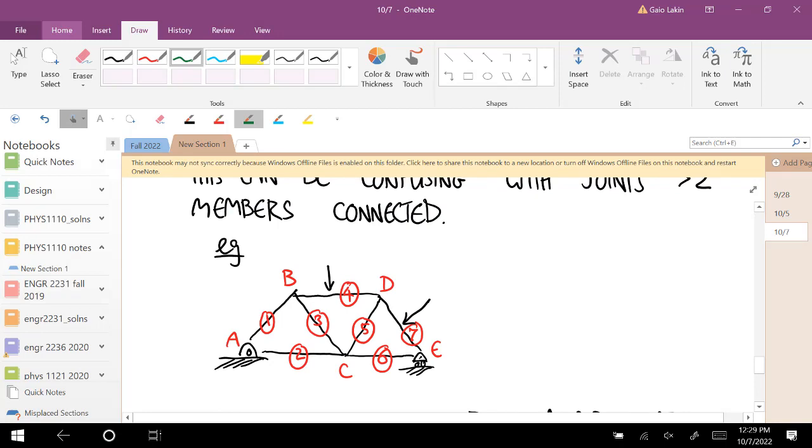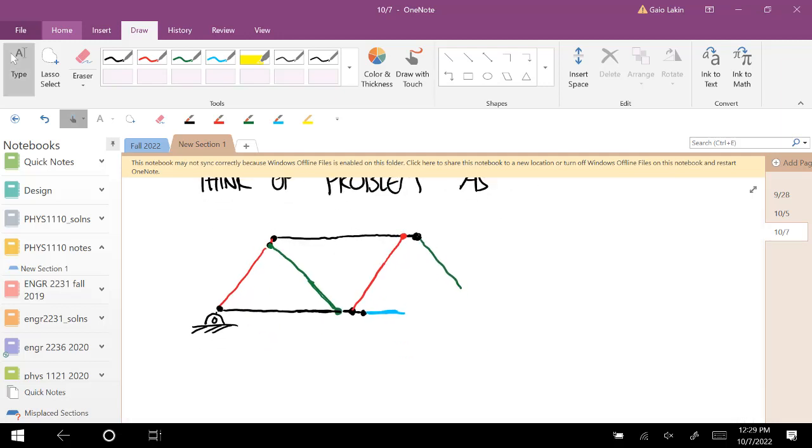At E, the lowest numbered member is 6. And so 6 will connect to whatever that was, 7, I guess. And the roller will connect also to 6.